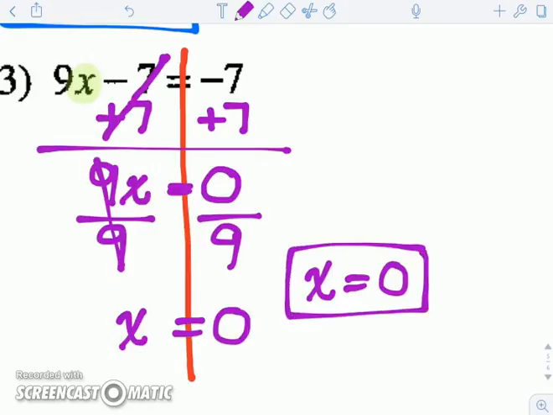The best thing you can do for yourself is stay organized. Make sure you're showing your steps, showing your work, and really thinking, what is the opposite here? What's the inverse operation? And make sure that what you're doing to one side, you're doing to the other so your equation is staying balanced.